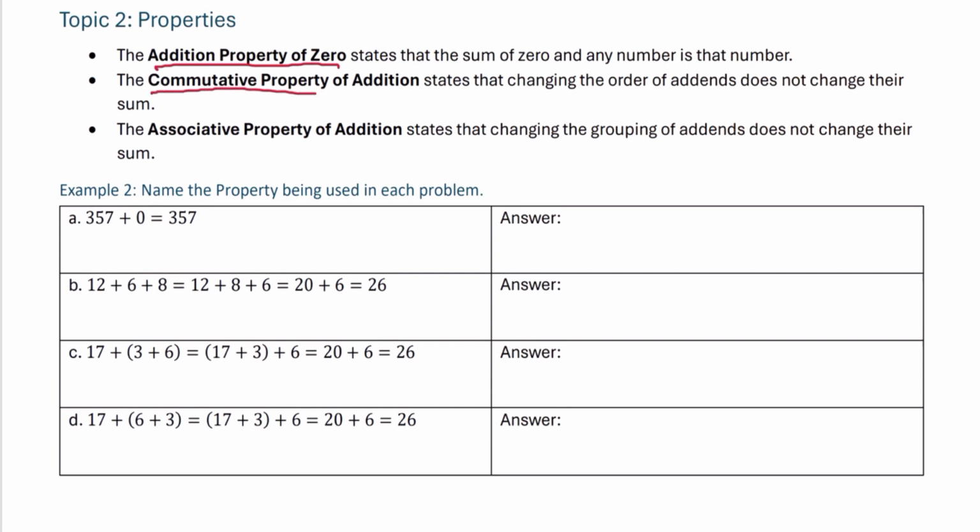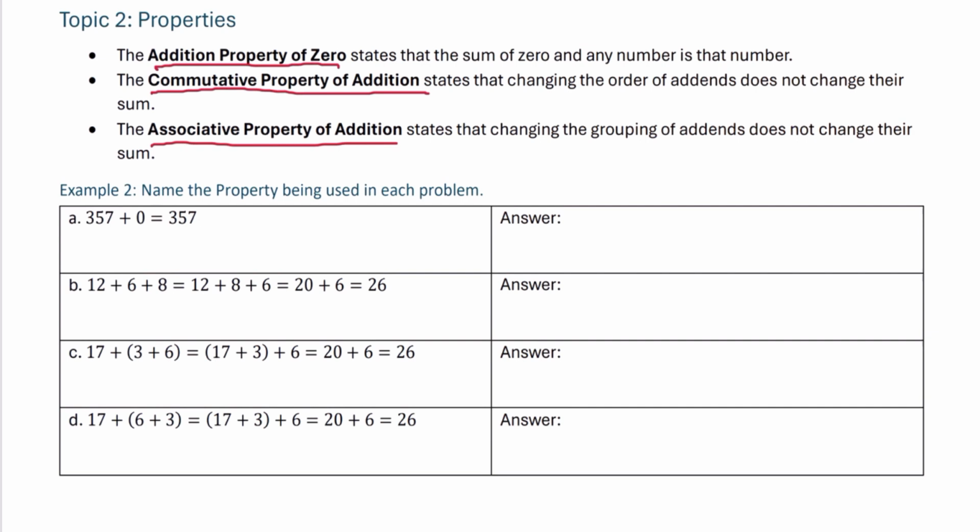Next, the commutative property of addition. This states that changing the order of addends does not change their sum. And then the associative property of addition. This states that changing the grouping of addends does not change their sum.